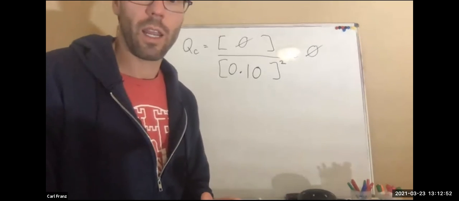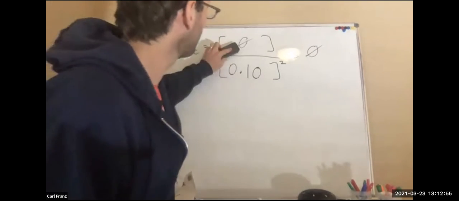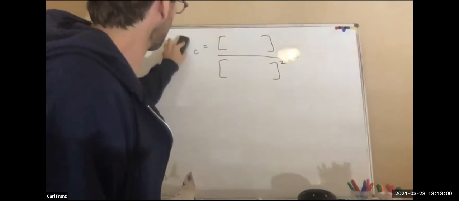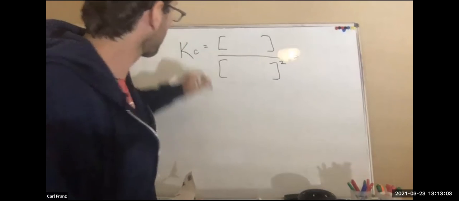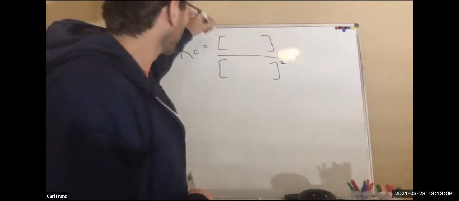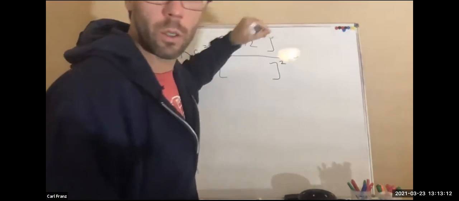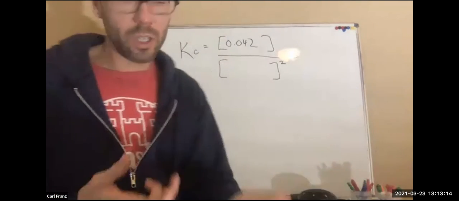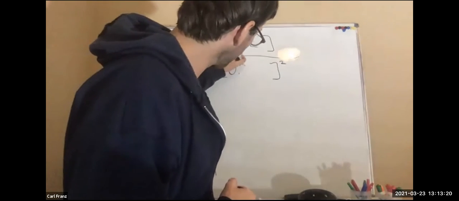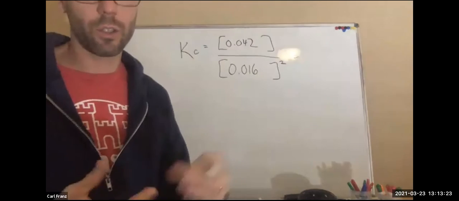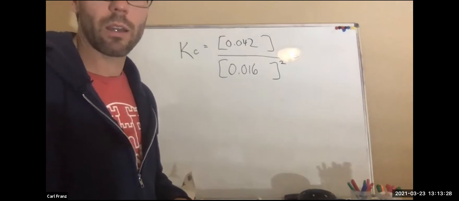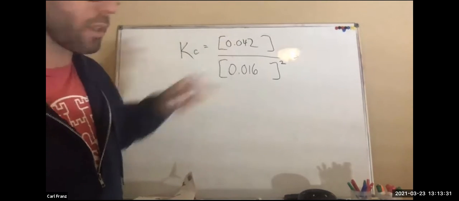Now we can just change those values to get our equilibrium. So dinitrogen tetroxide is 0.042. There's no coefficient, that's just the 1 power, and then 0.016 squared because of the 2 coefficient for nitrogen dioxide. And did anybody do that? What do you get when you divide this by this squared?